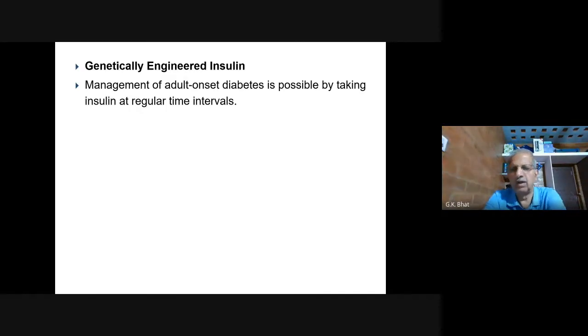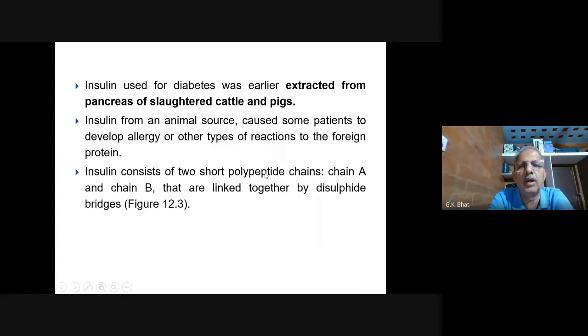Right? Now let us come to genetically engineered insulin. Management of adult onset diabetes is possible by taking insulin at regular time intervals. Insulin used for diabetes was earlier extracted from the pancreas of slaughtered cattle and pigs. You may say that you are strictly vegetarian, but that is how it was obtained. Insulin from an animal source caused some patients to develop allergy or other reactions to the foreign protein. The moment it was injected, they started developing allergy or other health complications.